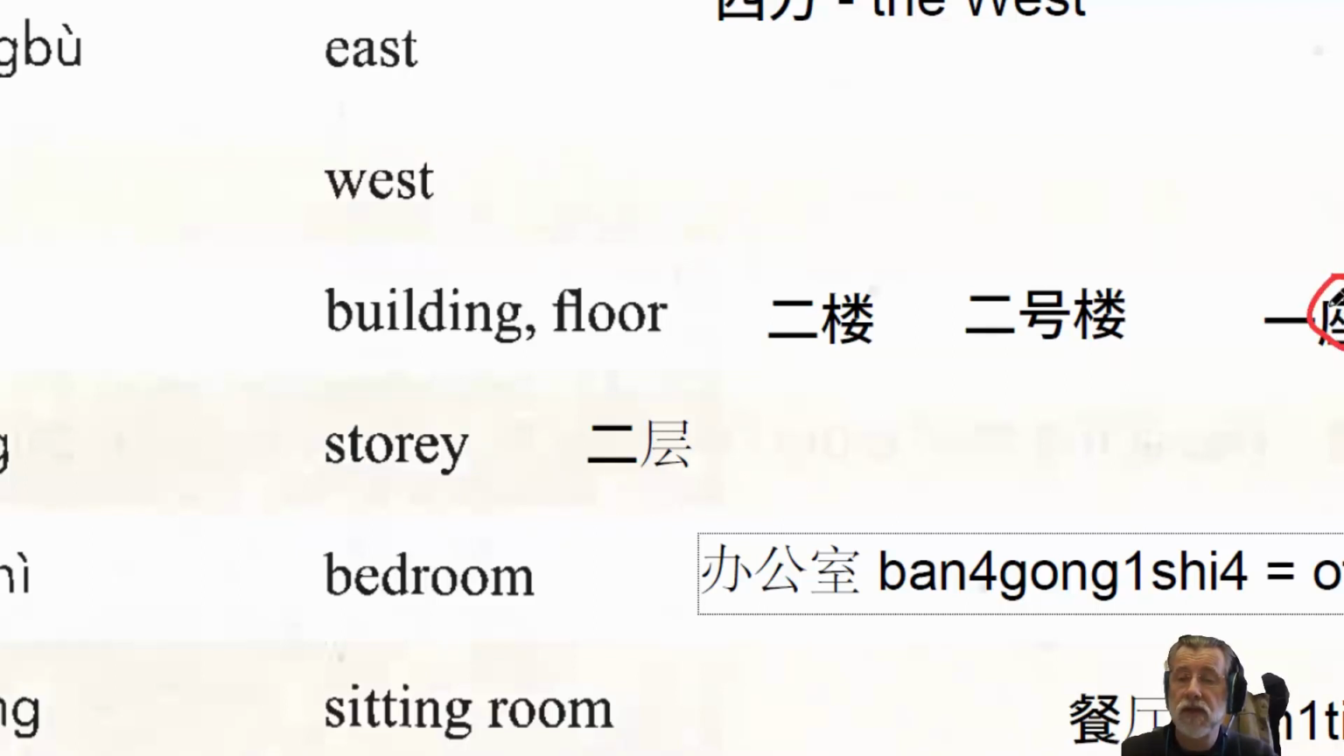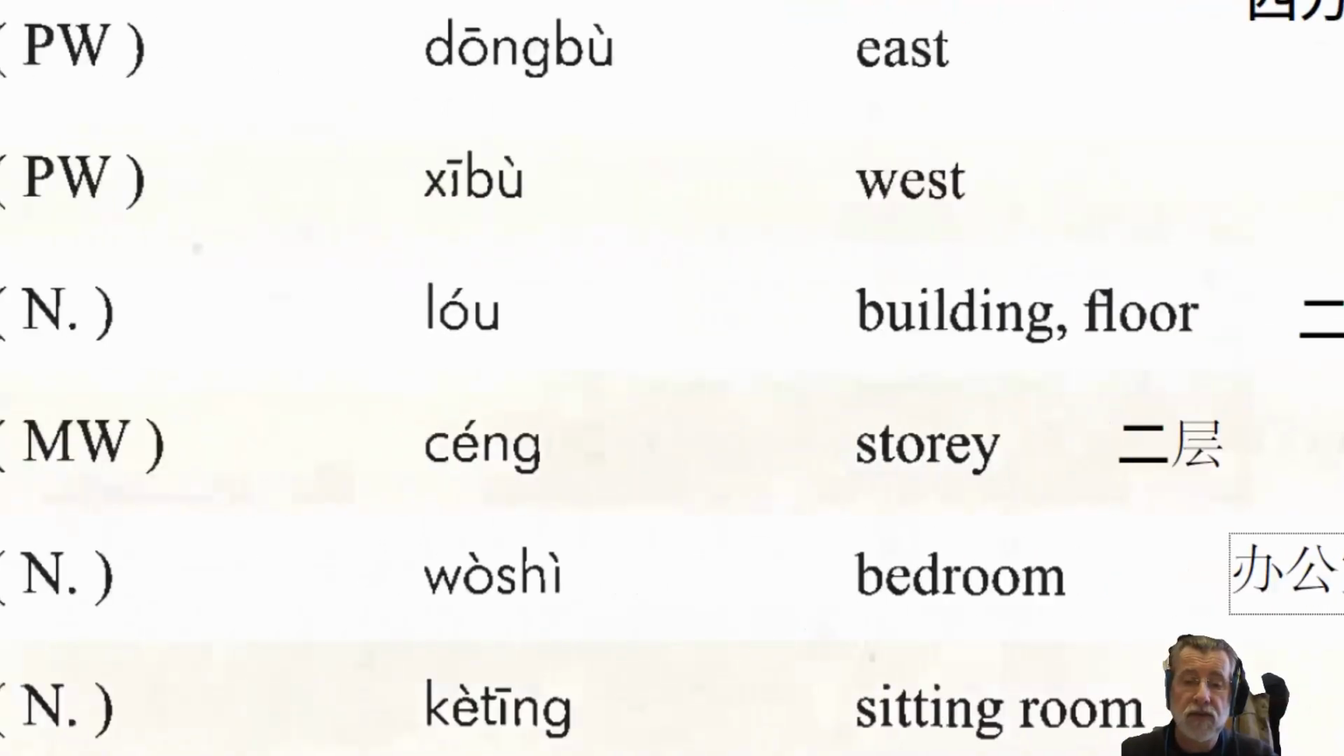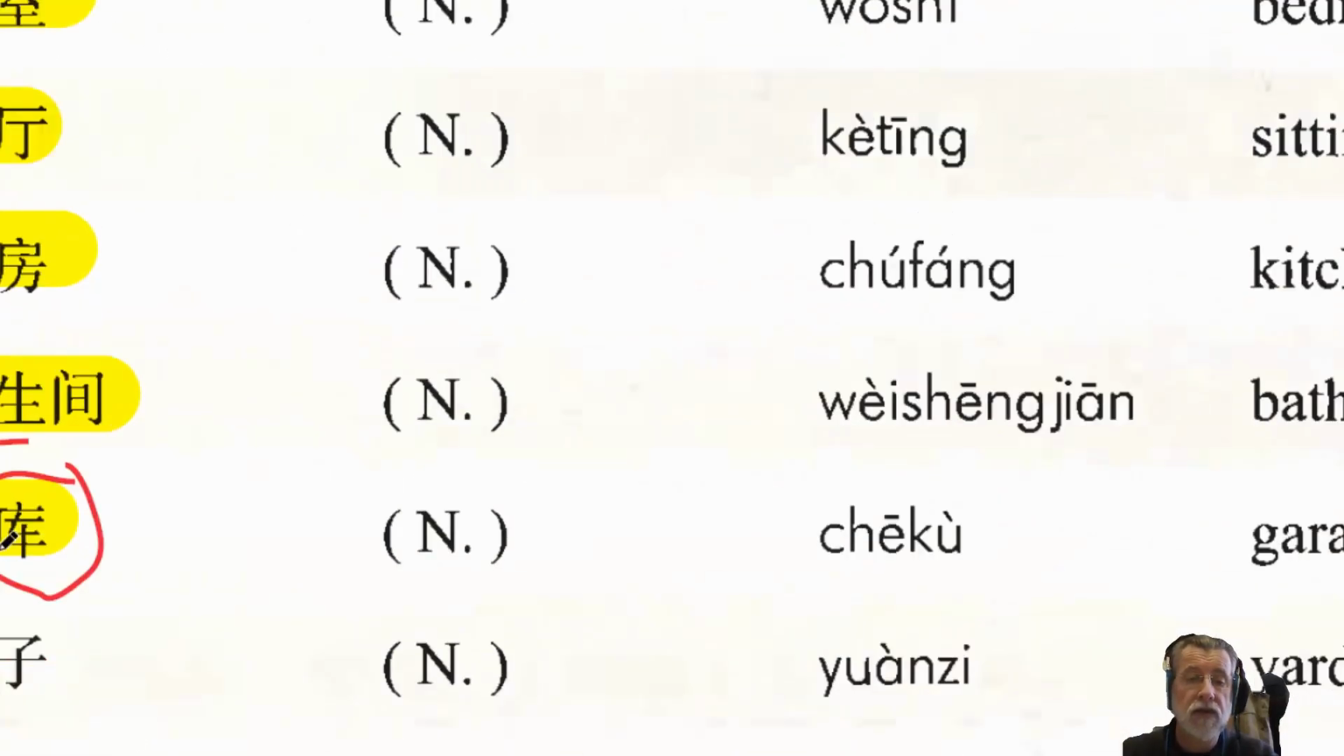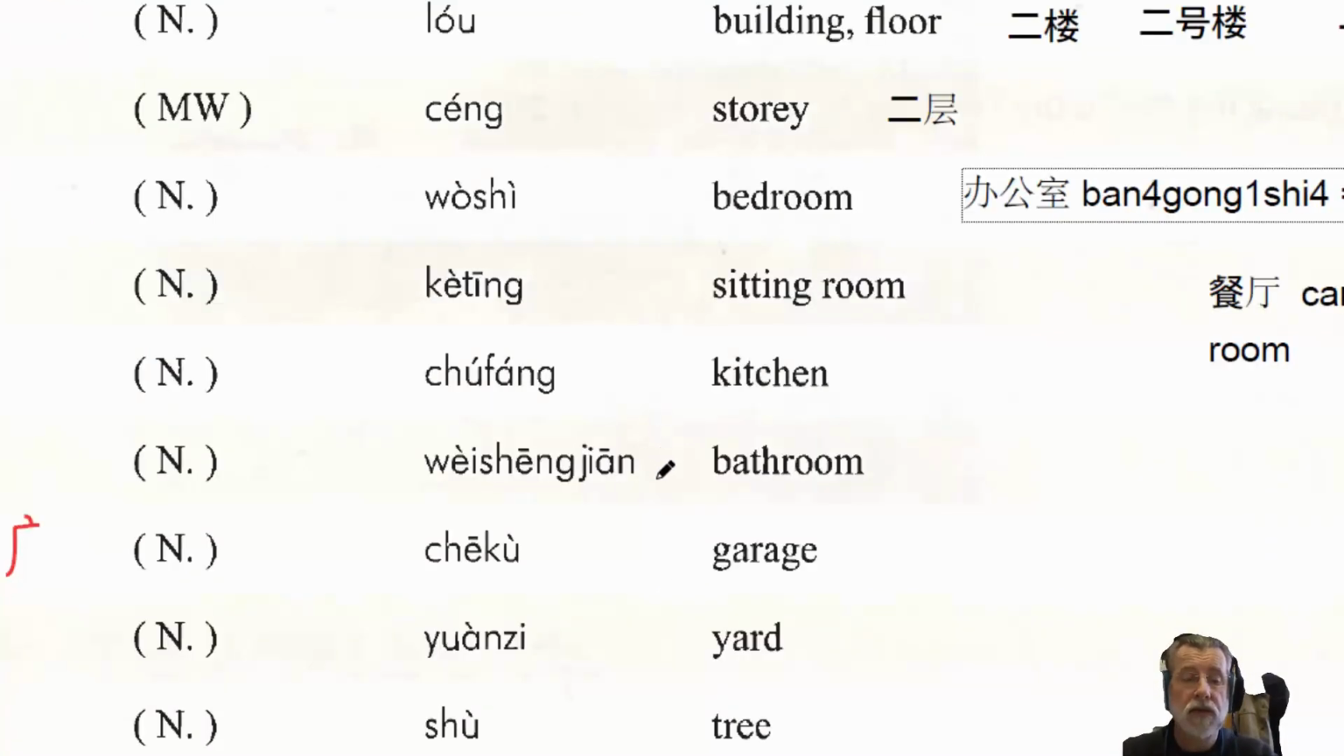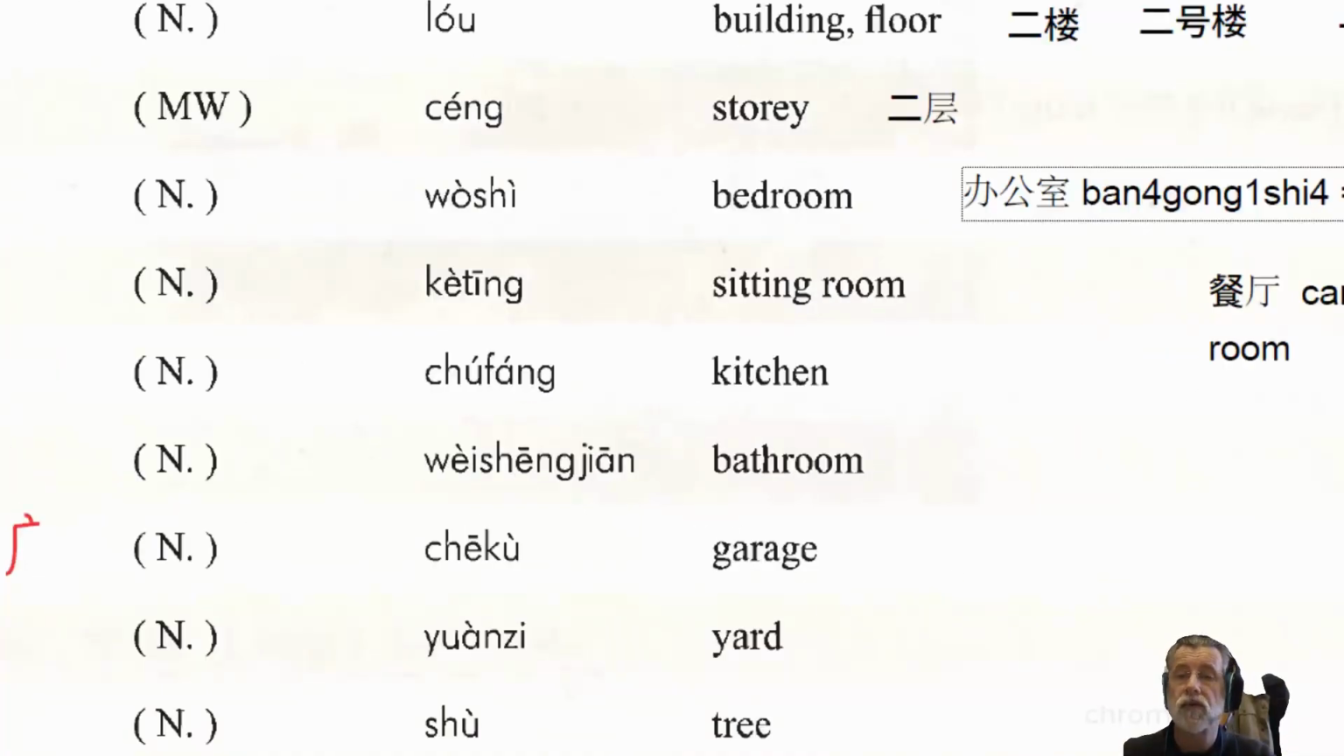So we've got sitting inside a building. And here we've got a car or a vehicle parked inside a building. So hopefully that will help you remember the expression 车库 for garage.